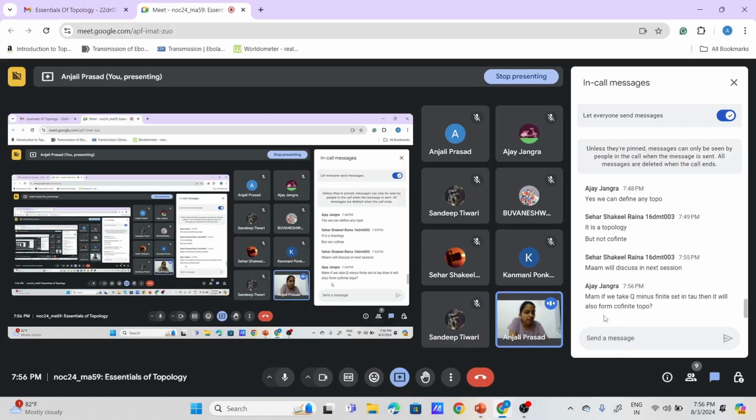Okay, so you're asking, ma'am, if we take Q minus finite set in tau, then it will also form cofinite topology. So Q minus some finite set, if you do, then again it will be rational number set, right?